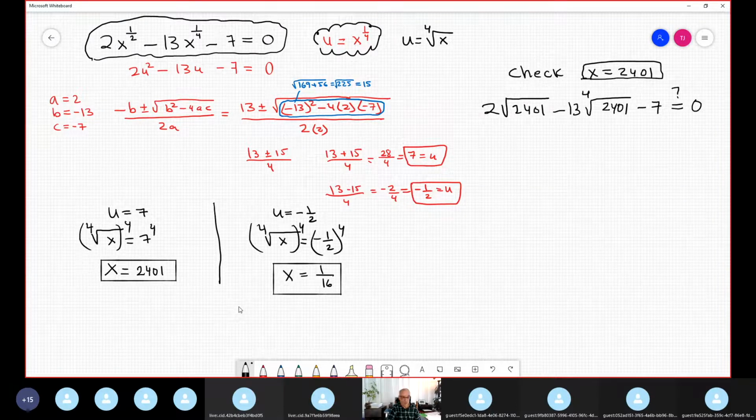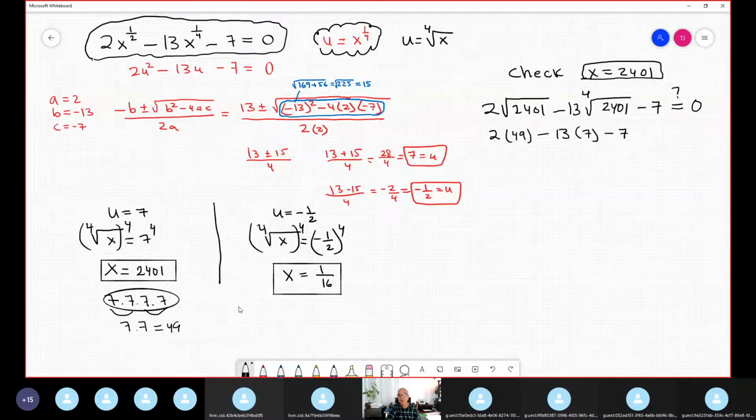Okay, and remember where 2,401 comes from. 2,401 comes from the multiplication 7 times 7 times 7 times 7. If you find the square root, you select by couples of 7. This is one 7 and this is another 7. It's 49. So the square root of 2,401 is 49. So 2 times 49, minus 13 times something. For the fourth root it is different. You don't select a couple, you select 4 by 4. It's just 7. Minus 7.